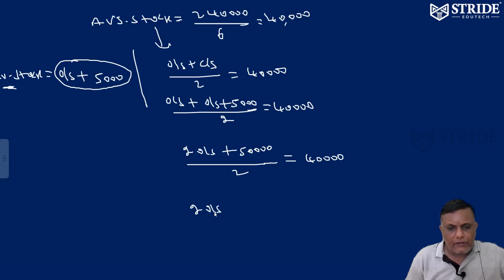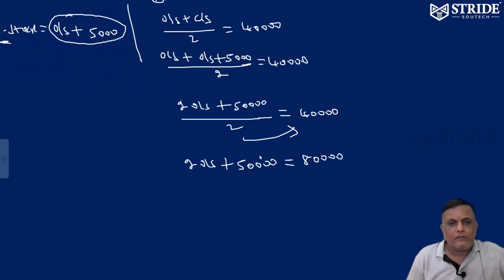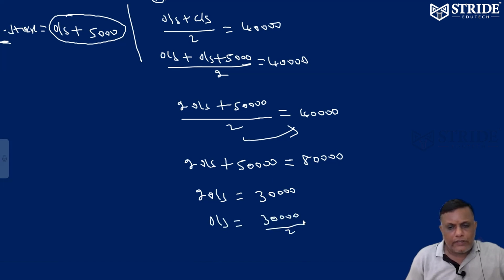So 2 opening stock plus 5,000 is equivalent to 2 into 40,000, which is 80,000. So 2 into opening stock is equal to 80 minus 5, 75,000... that is, 80,000 minus 50,000, 30,000. So opening stock is equal to 30,000 by 2, that is equal to 15,000.